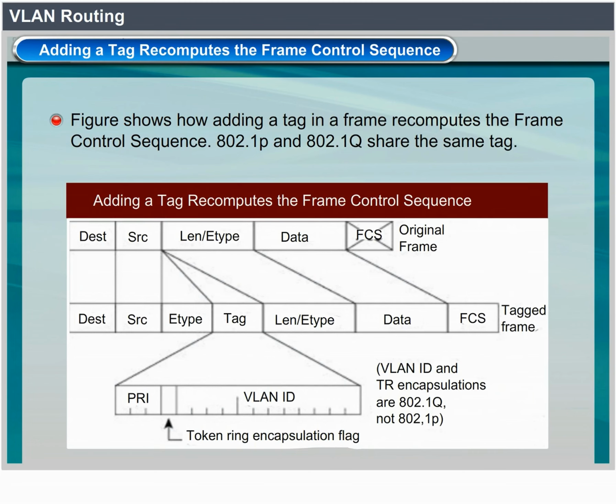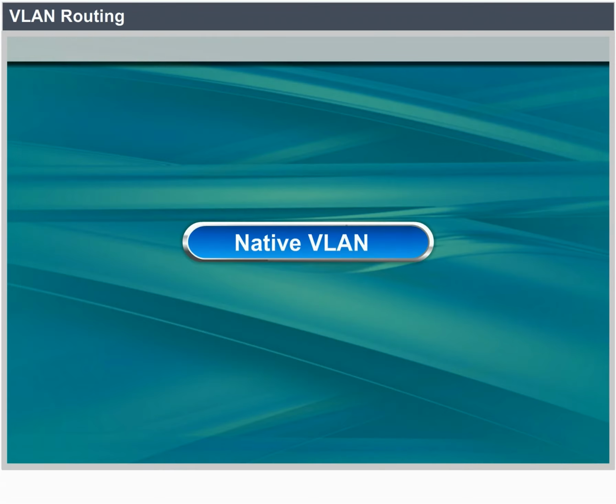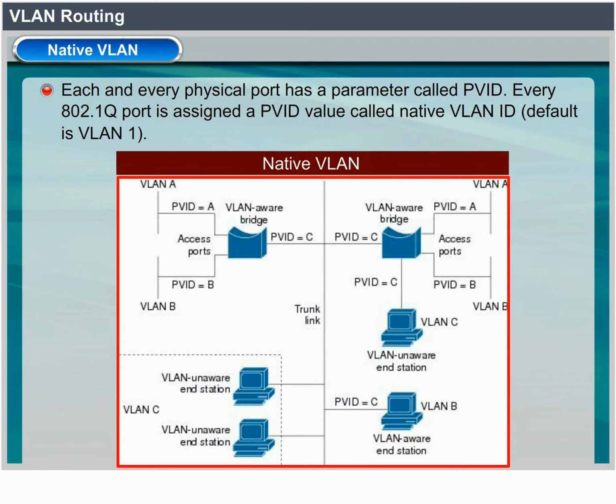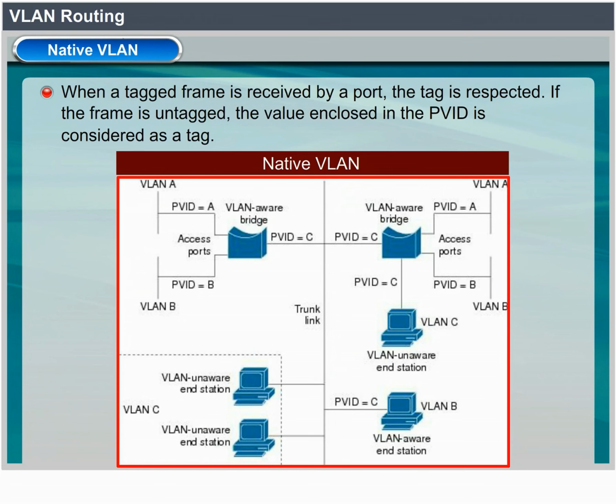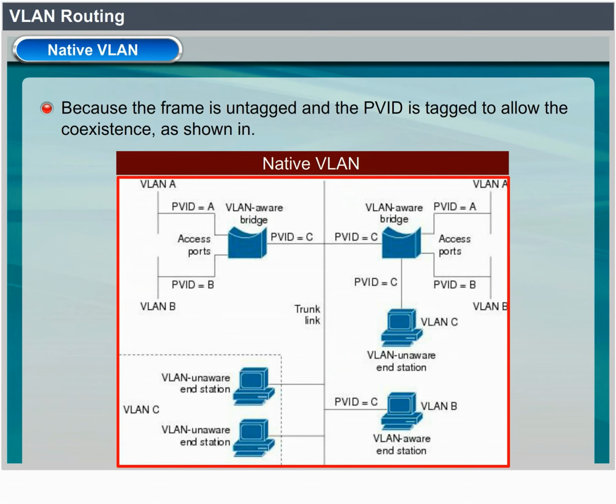Native VLAN. Each physical port has a parameter called PVID. Every 802.1q port is assigned a PVID value called native VLAN ID. The default is VLAN 1. All untagged frames are assigned to the VLAN specified in the PVID parameter. When a tagged frame is received by a port, the tag is respected. If the frame is untagged, the value contained in the PVID is considered as a tag, to allow the coexistence as shown in the figure.